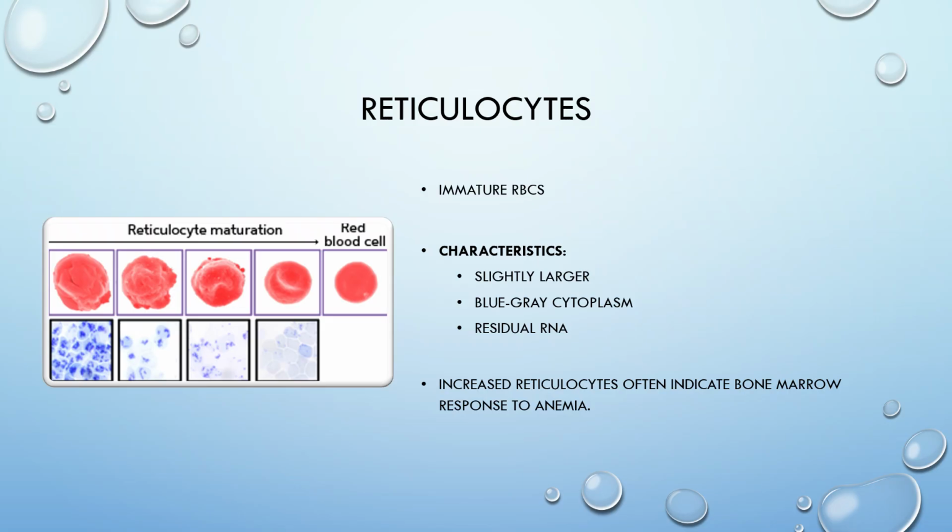Later in the course, you'll see how reticulocyte counts help clinicians determine whether anemia is caused by decreased production or increased destruction of red blood cells. But for now, the key point is simple. Reticulocytes represent the bridge between bone marrow production and circulating erythrocytes.